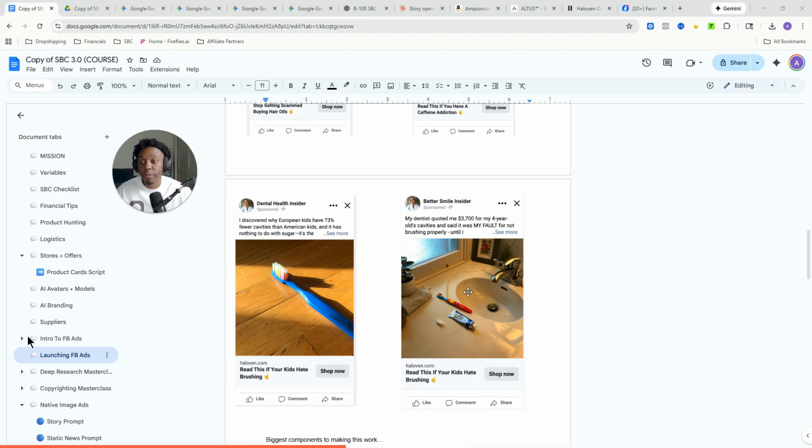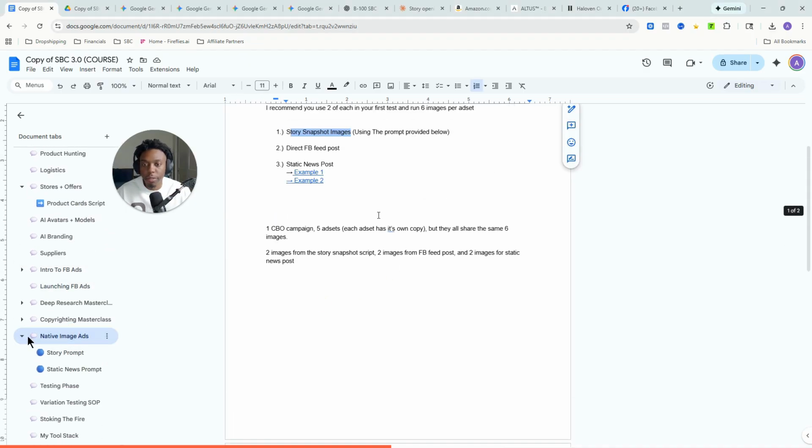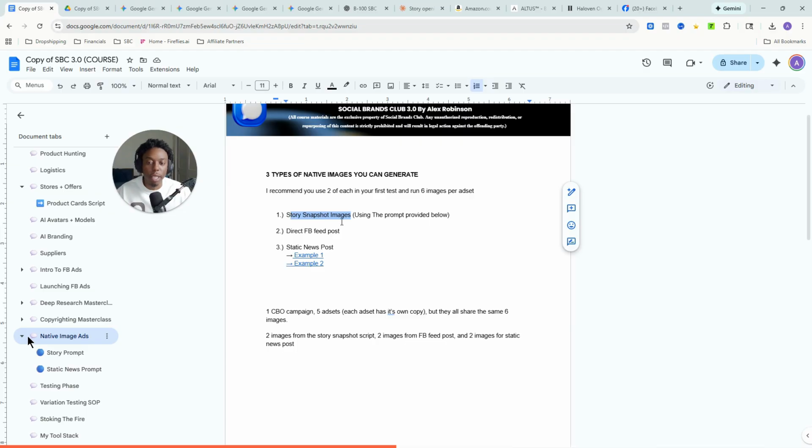I think this is still the best version to generate native image ads. But as I've learned a lot more from you guys and seen the products you're testing, there are some images that resonate with your audience better than others. So we're going to try to eliminate that variable of maybe the images just didn't resonate with our target audience. We're going to generate a total of 3 different types of images, 2 of each. So that is just a regular story native image ad, or a story snapshot image.